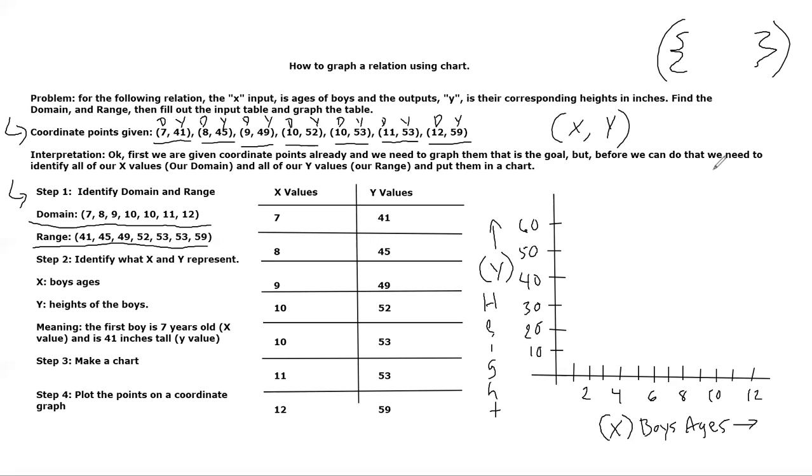Luckily for us, the problem already told us that. The problem says that the following relation, the x input, is the ages of the boys. So we know that x represents the boys' ages. We also know that y are the boys' heights. Why did I make this an entire step if it's already in the problem?